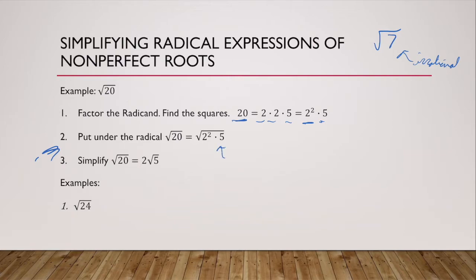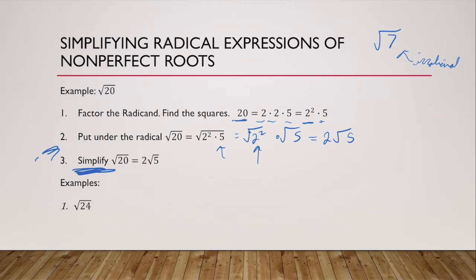And then, using the reverse of our product rule, I can pull that apart. So that would become the square root of 2 squared times the square root of 5. Well, squares undo square roots, so I'm left with 2 square root of 5. So we would rewrite and simplify the square root of 20 as 2 square root of 5. And now that we know how to do this, I expect all radicals to be simplified on exams and in the homework. So let's work through this example.